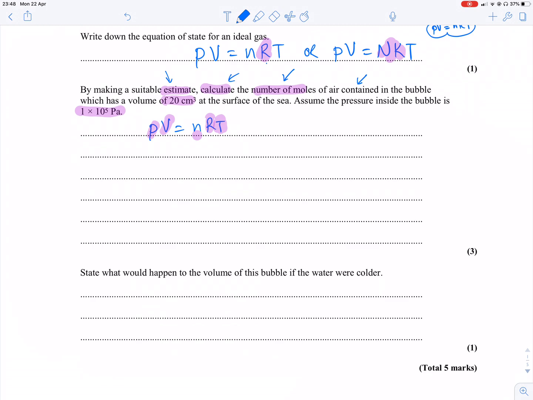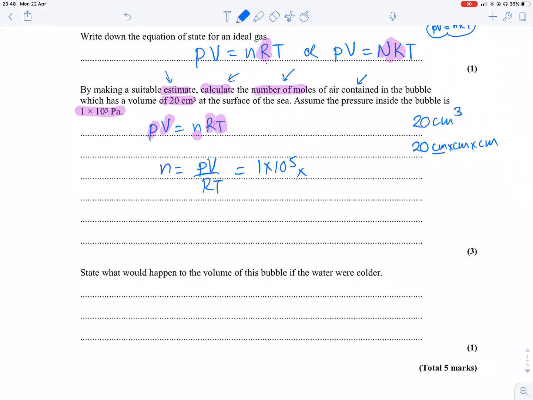So if you make n the subject, then you have PV over RT, which is the pressure, 1 times 10 to the power 5, times the volume, given as 20. Now this is 20 cubic centimeters. So what we need to do is change the cubic centimeters to cubic meters. How do we do that? Just remember that 20 cubic centimeters is the same as 20 centimeters times centimeter times centimeter. That gives you centimeter cubed.